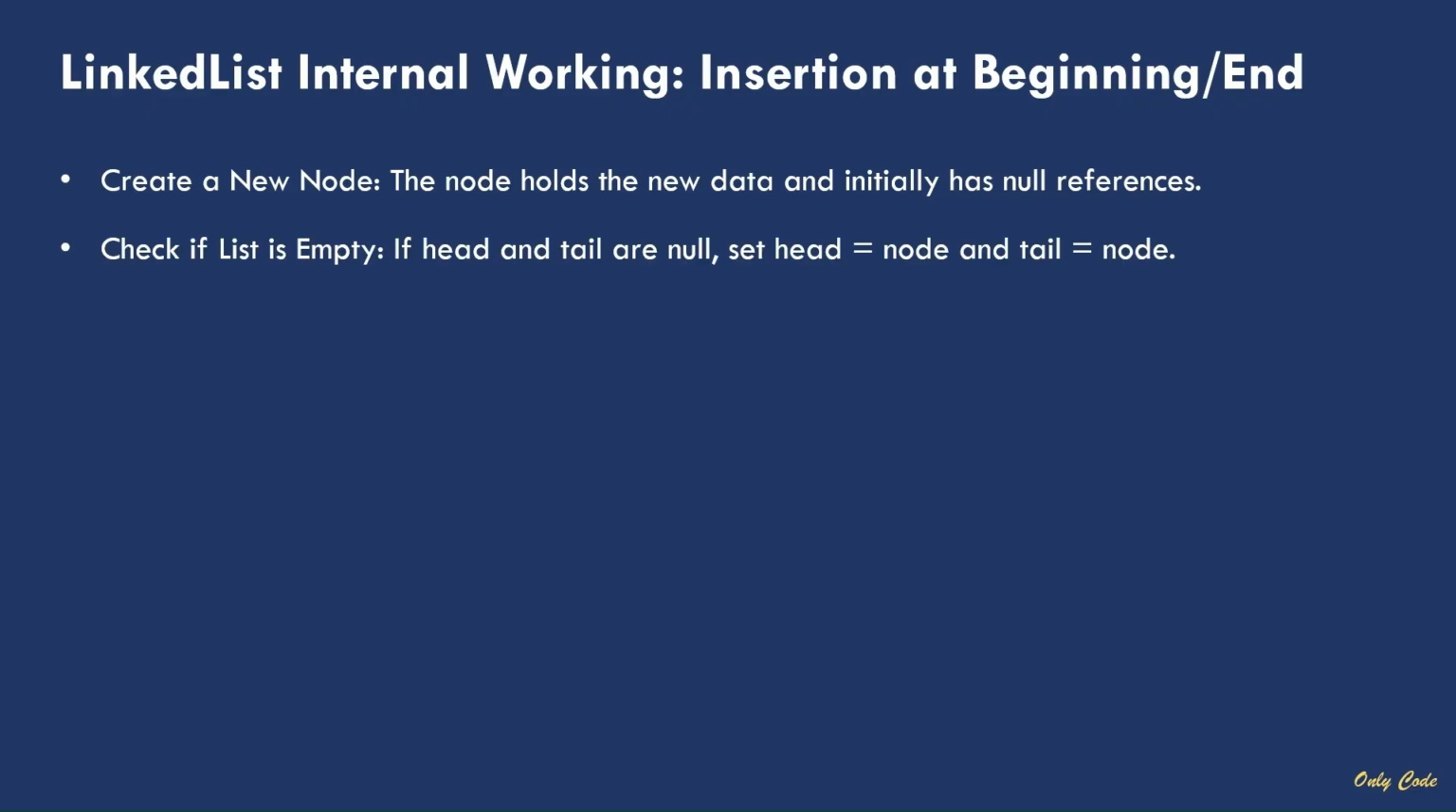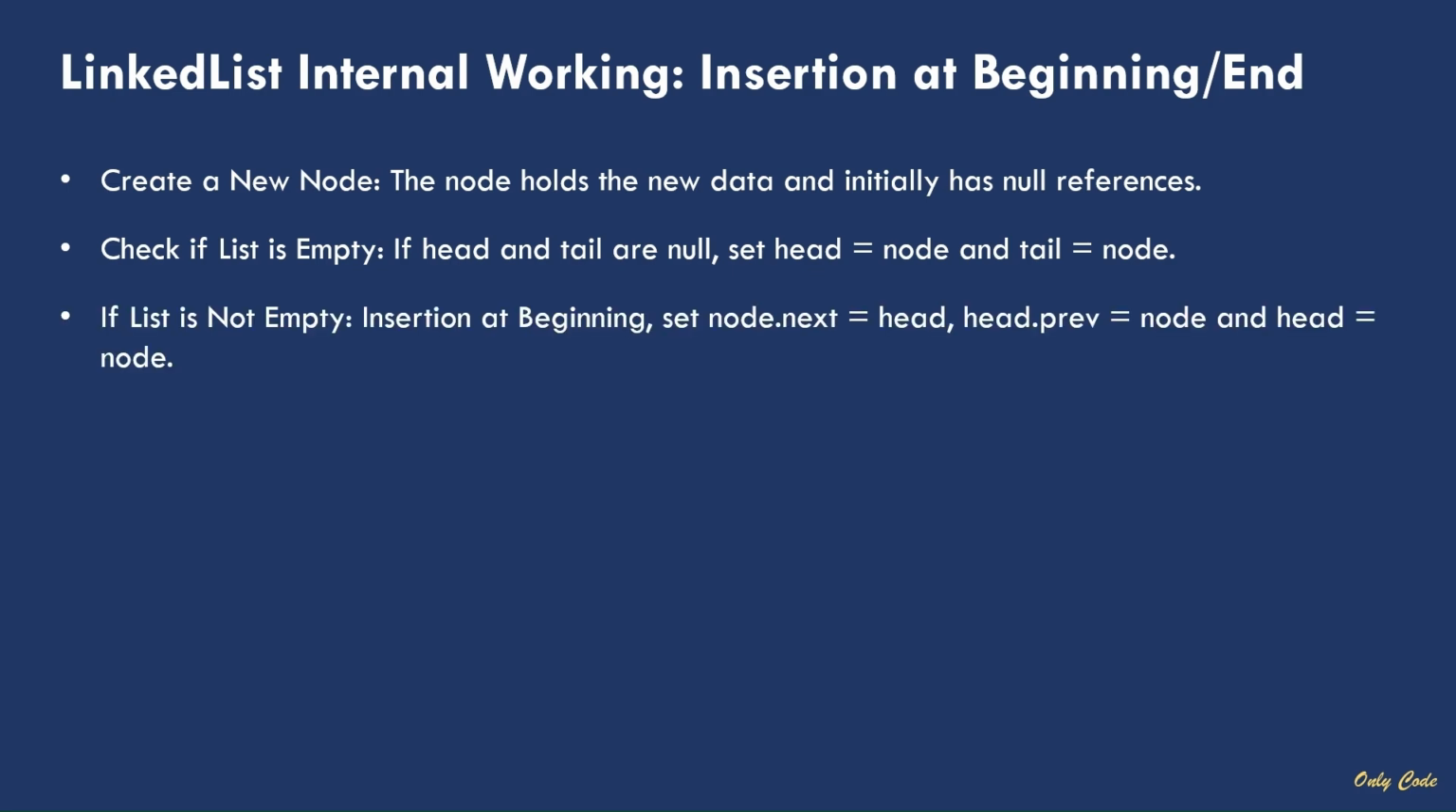Check if the list is empty. If both head and tail are null, this means the list is empty. In this case, we simply assign head equals node and tail equals node. Now, the newly created node is both the start and end of the list.